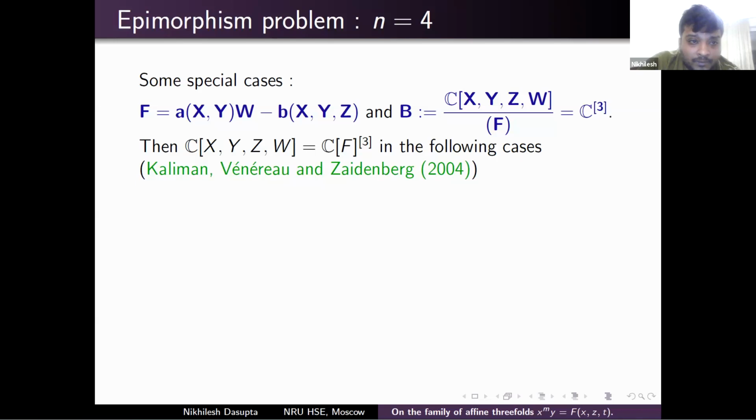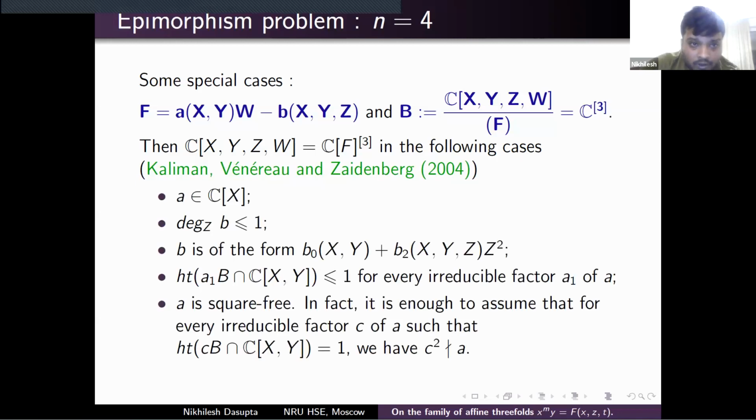A little bit of that form, you take f to be AXYW minus BXYZ, and B is isomorphic to C^3. Then f is a variable in the following cases, proved by Kaliman, Vénéreau, and Zaidenberg in 2004. You can take A to be just from C[x], and this is over complex numbers only. Degree in Z of B is less than or equal to 1. I mean only one of these conditions. If one of these conditions holds, it is a variable. So in these cases, the answer is yes.